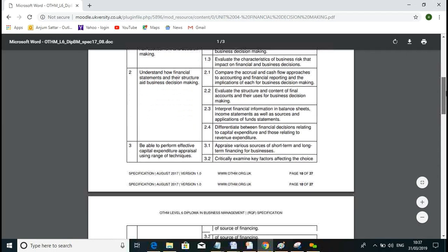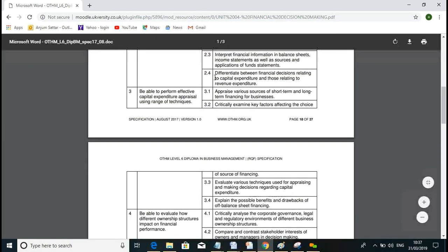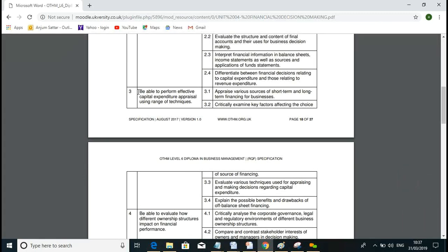Today we are moving forward. I set today's lesson according to the assessment criteria. LO3: be able to perform effective capital expenditure appraisal using a range of techniques. Appraisal means checking the performance. So we'll check the performance of the money we are spending towards capital expenditure, like the non-current assets we are spending on.